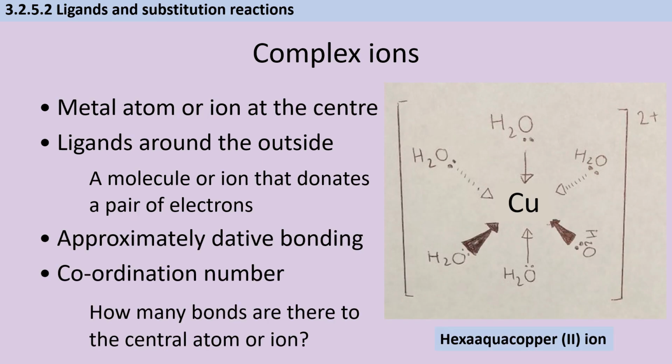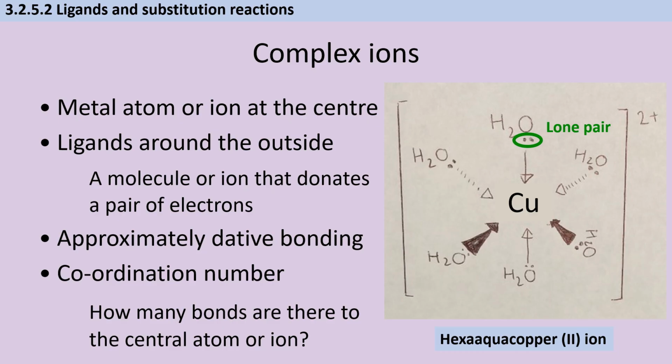A complex ion contains a central metal atom or ion surrounded by a number of ligands. These are molecules or anions that donate a lone pair of electrons, and this is equivalent to a dative bond. We can describe the number of bonds in terms of the complex ion's coordination number.